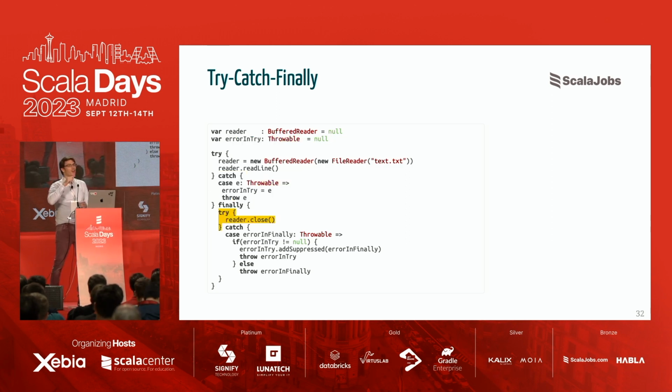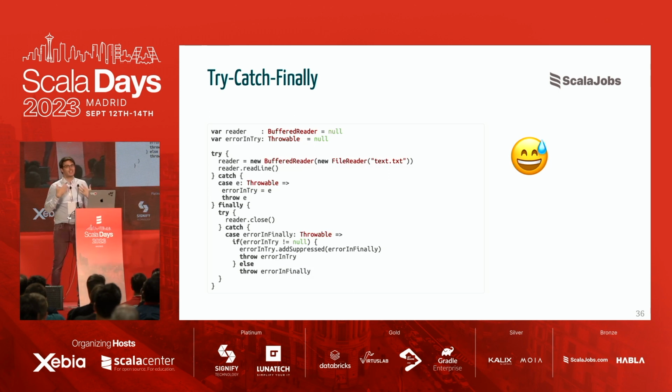Then we have another try in the finally block around the close. And here is the custom logic. We say, okay, if there was an error in the try block, then we're in this case where there were two exceptions, and we link these two exceptions together using this addSuppressed method. So it's a way to link two exceptions together. So you will see both in the stack trace, and then you can throw it. Otherwise, you just throw the error from the finally block.